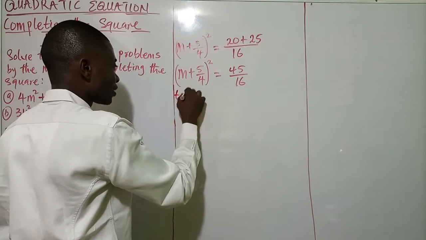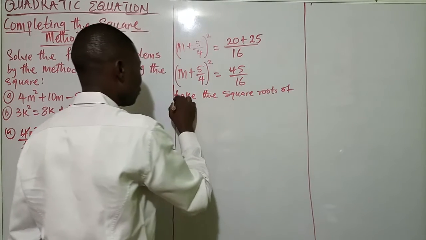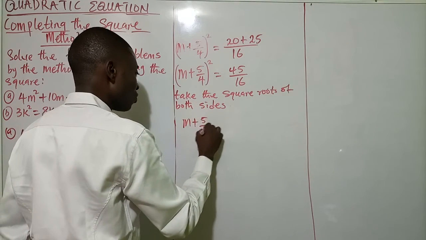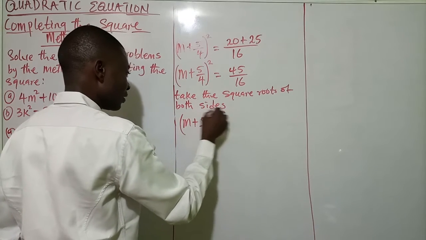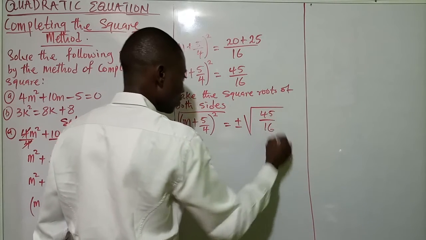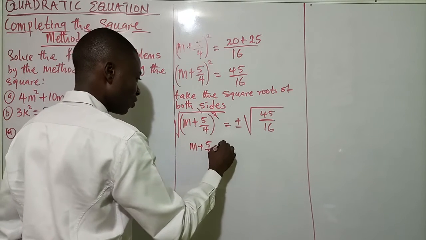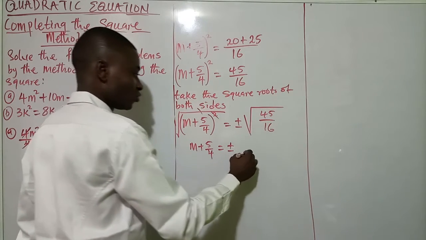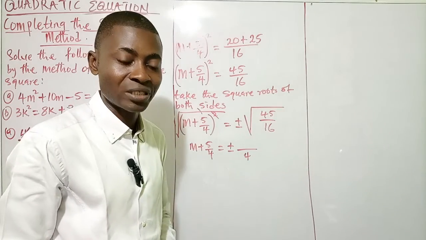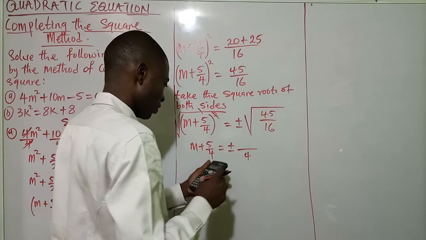So what will I do from here? I'm going to take the square root of both sides. That is m plus 5 over 4 all squared, its square root equals plus or minus, you introduce this, the square root of 45 over 16. So the square roots go with the squares, leaving us m plus 5 over 4 equals plus or minus. Now we know the root of 16 to be 4, and we're going to use the calculator to get the square root of 45. Using our calculator, the square root of 45 is 6.7.